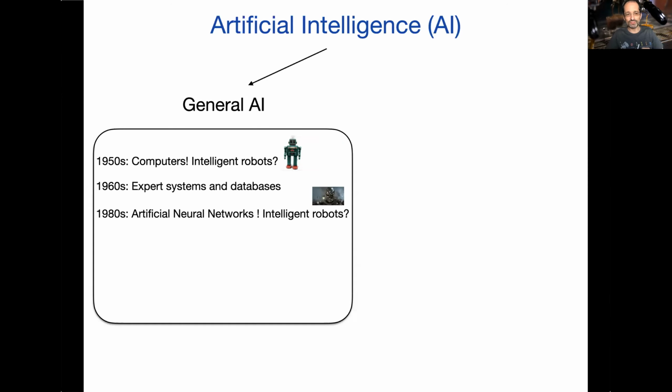Then in the 1980s, people invented artificial neural networks. And of course, what everybody thought we could have immediately is intelligent robots.